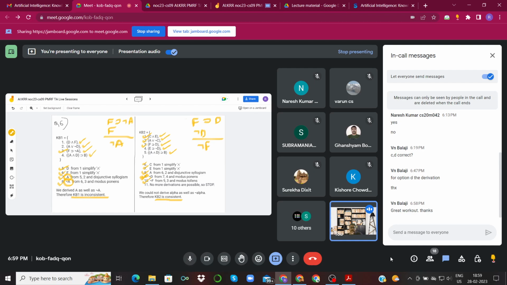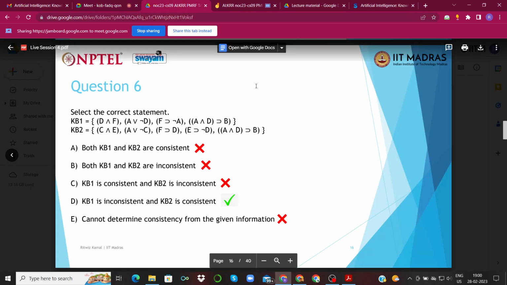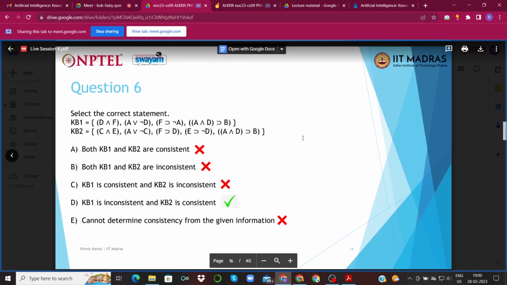Okay, so thanks Balaji for your message in the chat, and I hope there are no doubts from this question because it was a pretty straightforward one. Okay, so let's move on to the next question. If there are any doubts, we can always come back to this particular question once again.